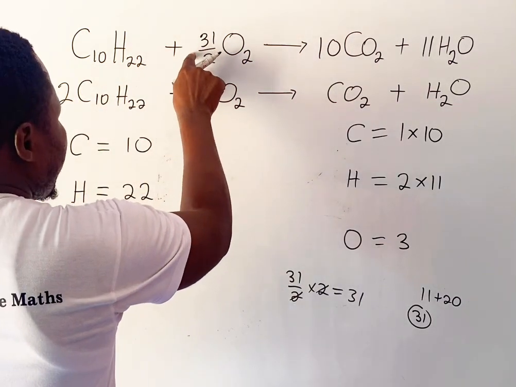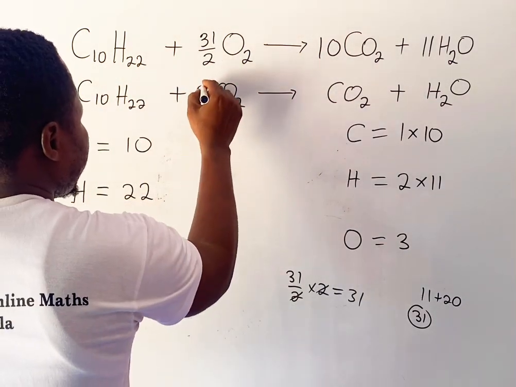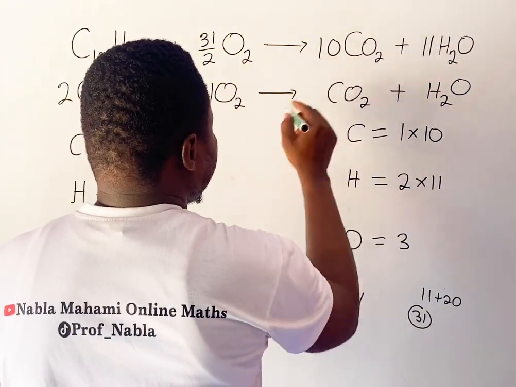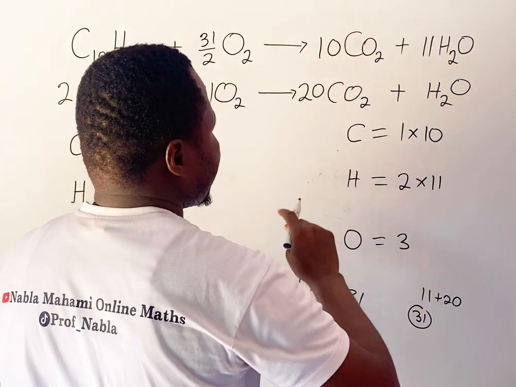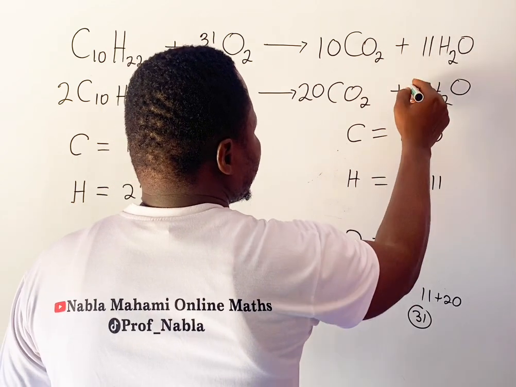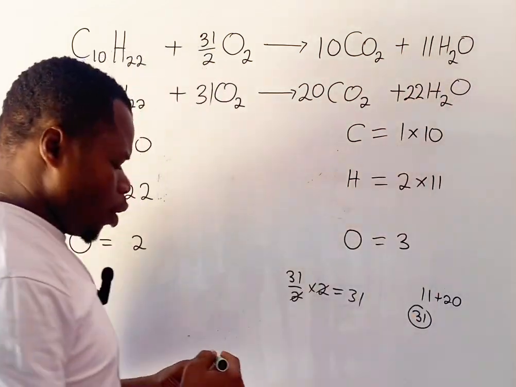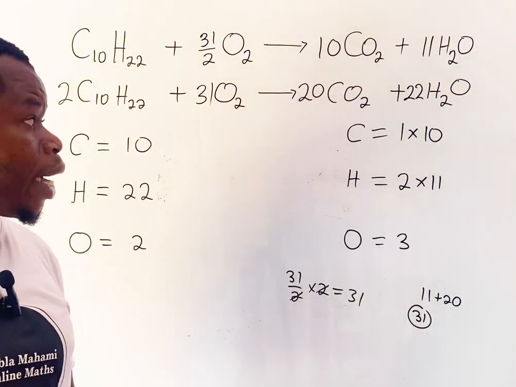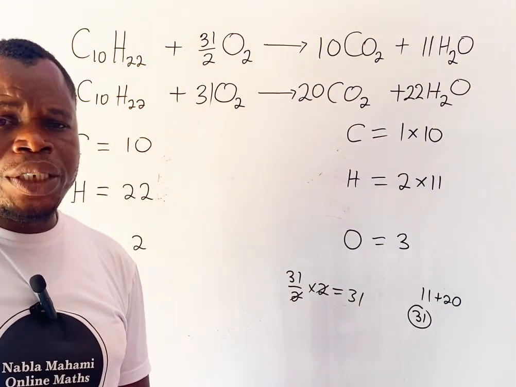So if I'm now going to multiply through by 2, here it will be 2. The 2 that I'll multiply by this will cancel this. It will now be 31. Then the 2 that I'm going to multiply here, 2 times 10, will now give me 20. And here it will be 11 times 2, and that will be 22. So this one or this, any of them is the right balancing of the reaction.